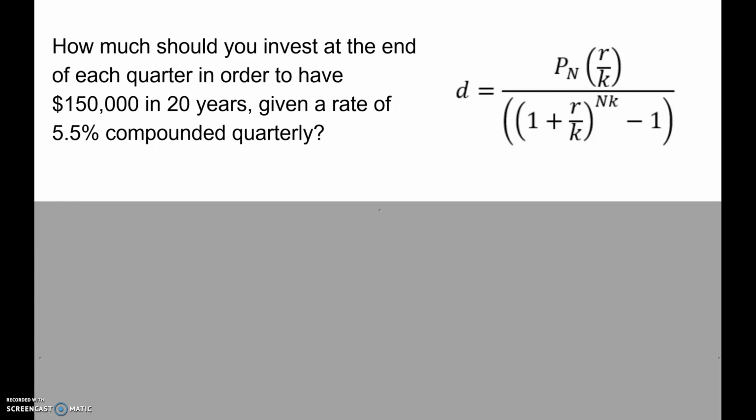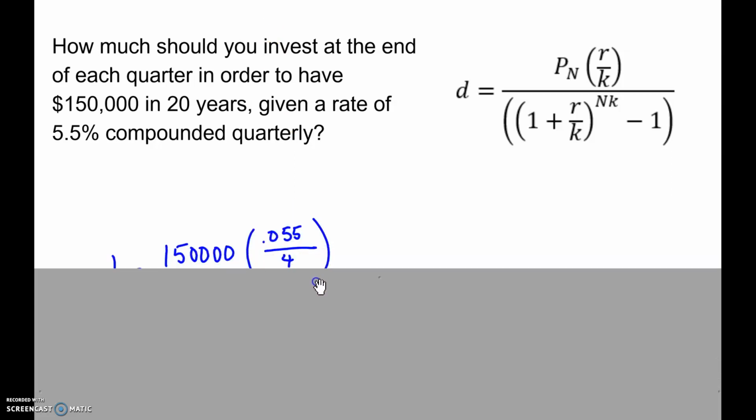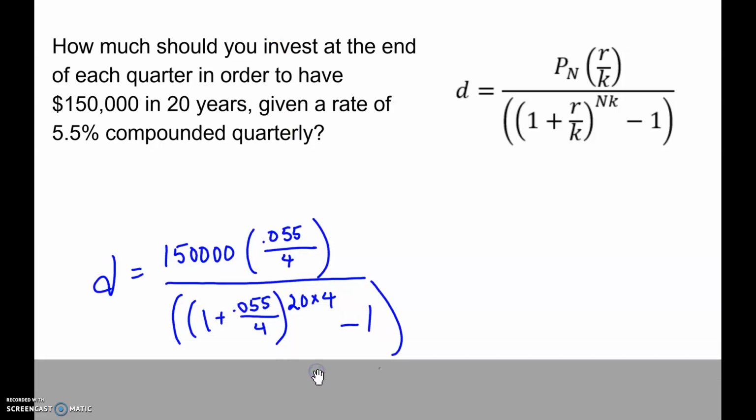Well, if you recall, quarterly means every quarter or 4 times per year. So our K is going to be 4. Our interest rate is 0.055 because I always move the decimal 2 places. And my N is 20 years. And of course, my P sub n, my future amount, is $150,000. So D is equal to $150,000 times the quantity 0.055 divided by 4. All of that gets divided by this big parenthesis, 1 plus 0.055 divided by 4, raised to the 20 times 4 minus 1.